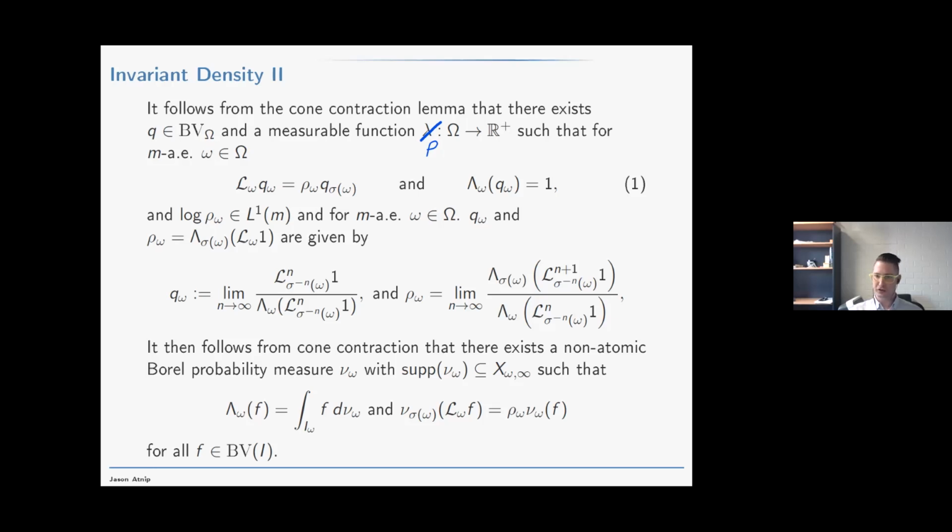and some measurable function, we'll say rho, from omega into R, such that we have L omega of Q omega is equal to rho omega Q sigma omega, and that capital lambda omega of Q omega is equal to 1. Okay, so this Q omega is exactly the invariant density that we were looking for. We defined rho omega earlier to be capital lambda sigma omega of L omega of 1, so like the conformal integral of L omega of 1.